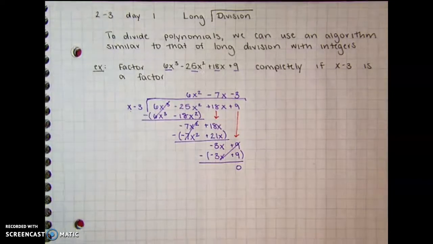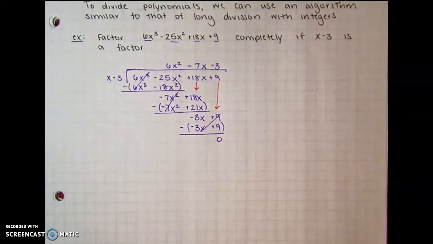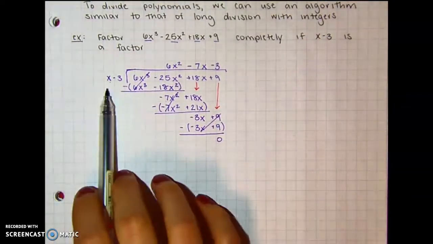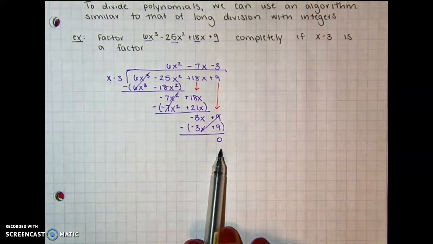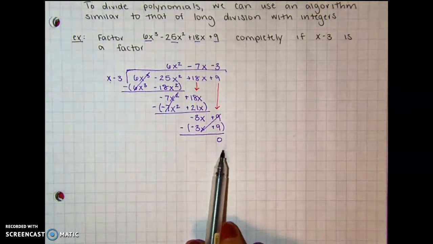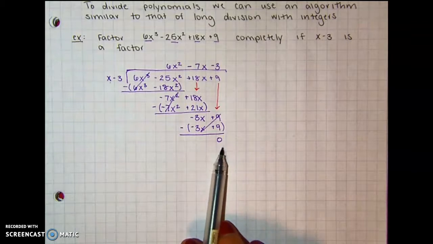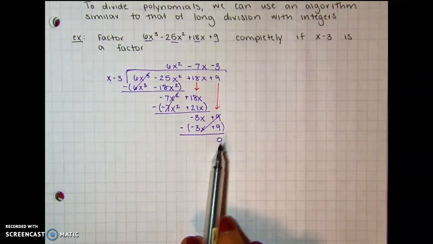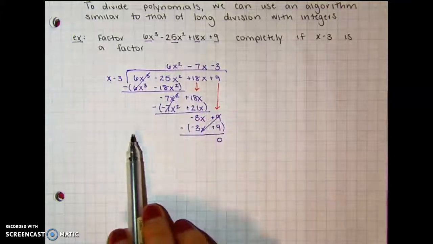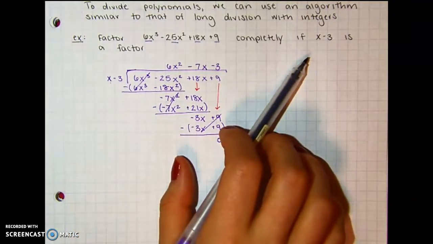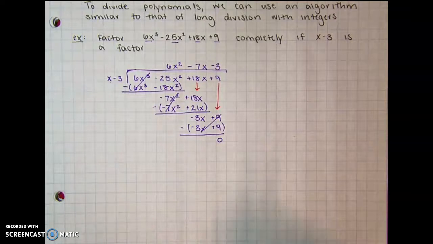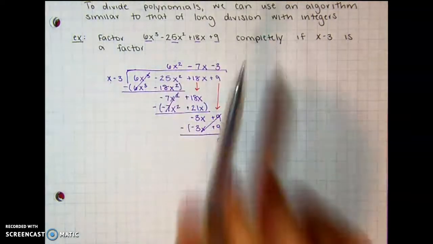Okay, and now we're not done. So this said factor completely, and we know that x minus 3 is a factor. Because it said that, we need to get a remainder of 0. So right off the bat, we know we're in a good spot. If we didn't get a remainder of 0, then we know that we messed up, because it told us in the example that x minus 3 is a factor.